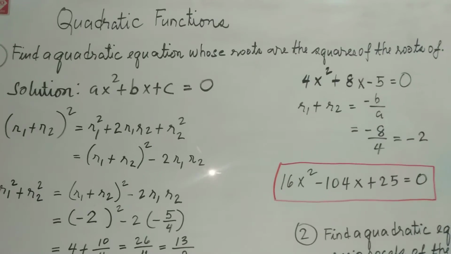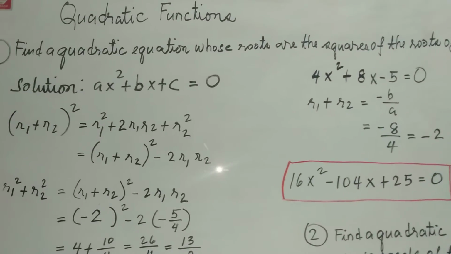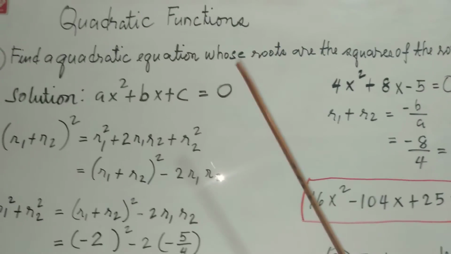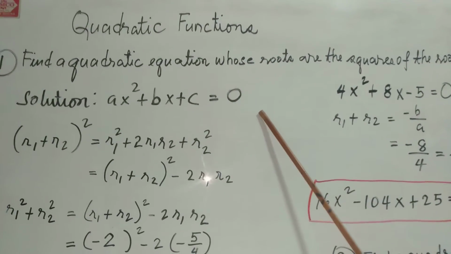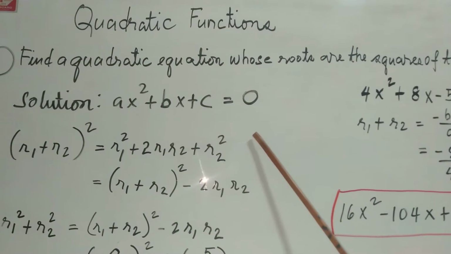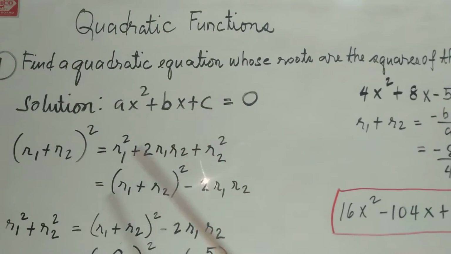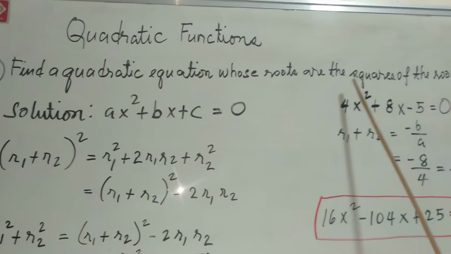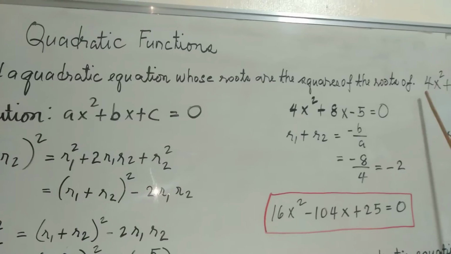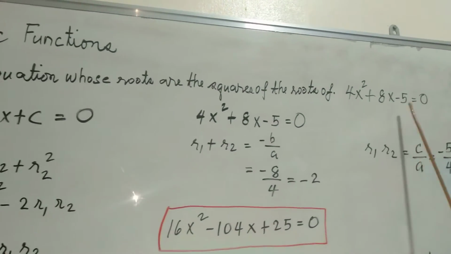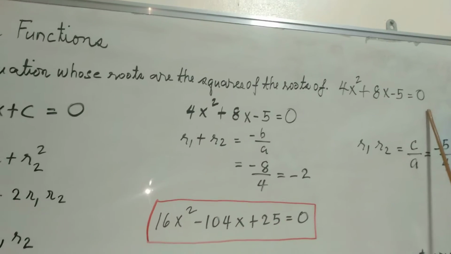Hi, today we're going to have a very interesting topic on quadratic functions. And today we're going to deal with the roots of any quadratic equation. So for problem number 1, we have here, find a quadratic equation whose roots are the squares of the roots of this equation here, 4x squared plus 8x minus 5 is equal to 0.